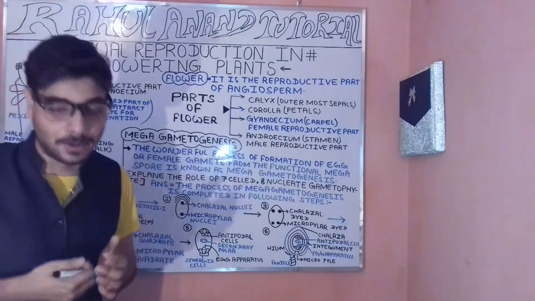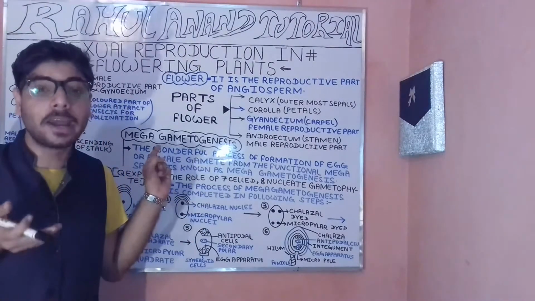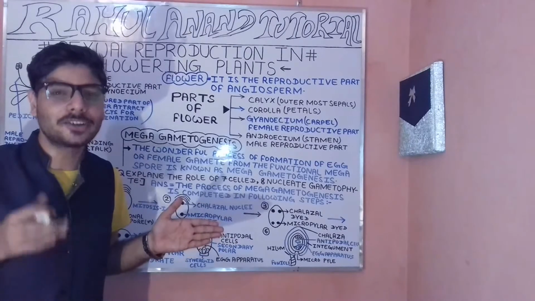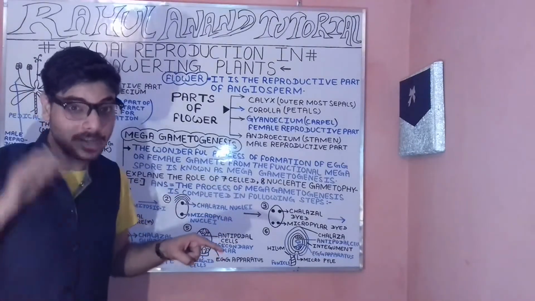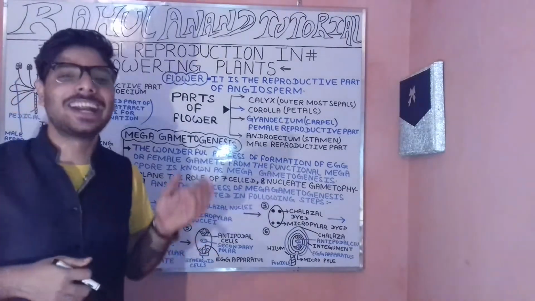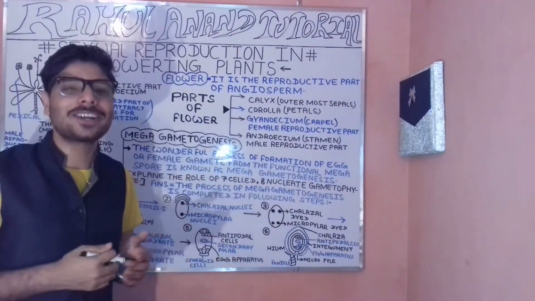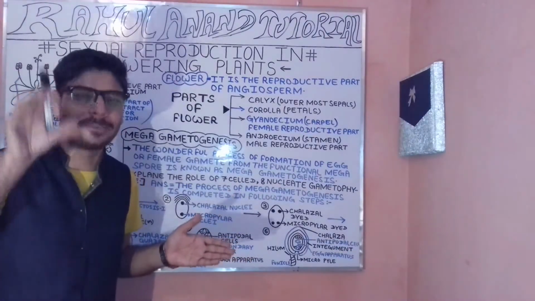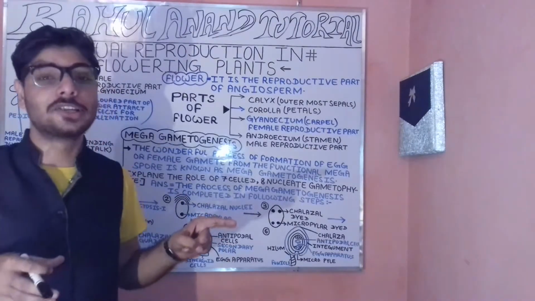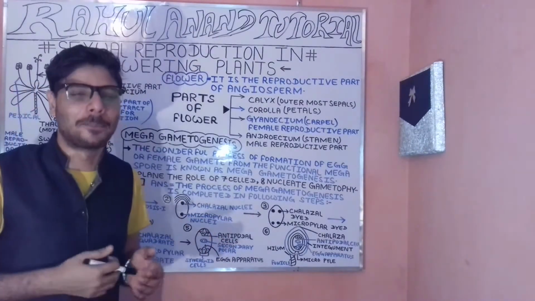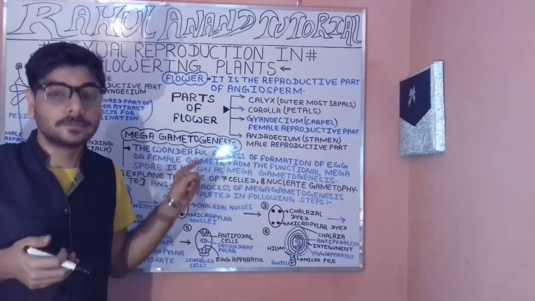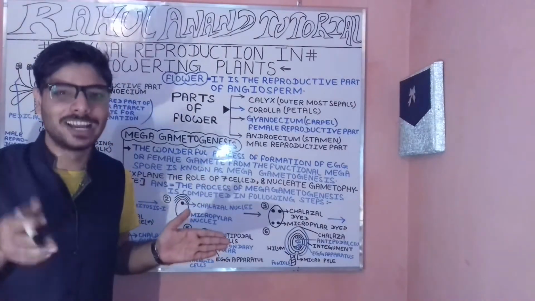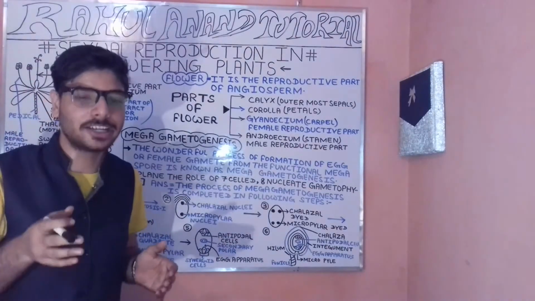What is the role of the petals? They are attractive parts, playing an important role in attracting insects for carrying out pollination. What is pollination? It is the wonderful process of transfer of pollen grains from the anther to the stigma. Pollination is carried out by insects, as well as by anemophily, which means by the mode of air.